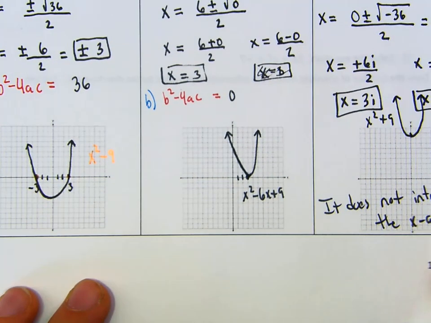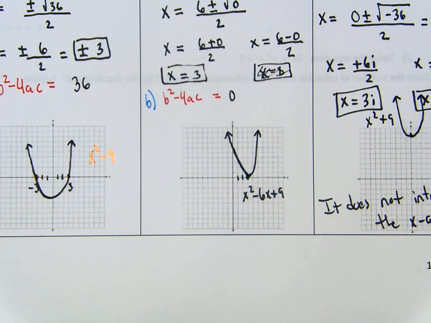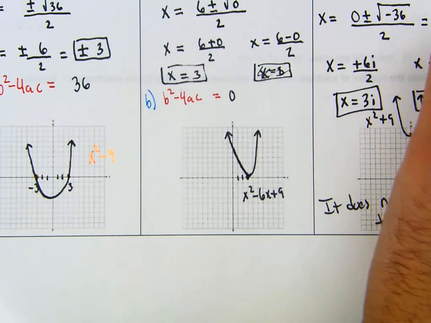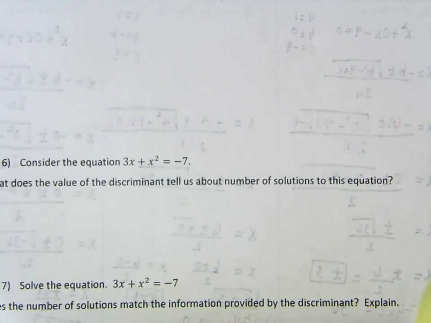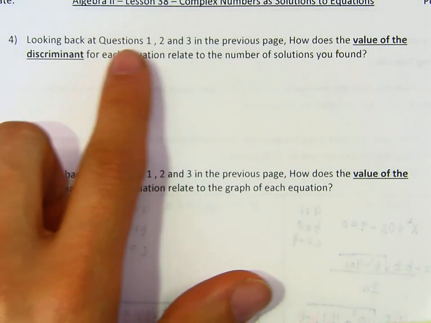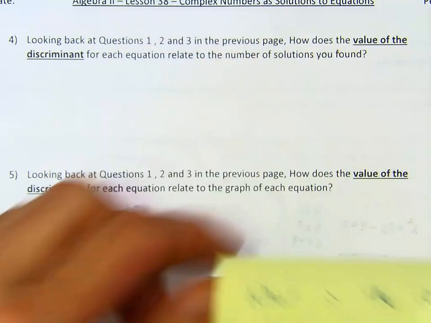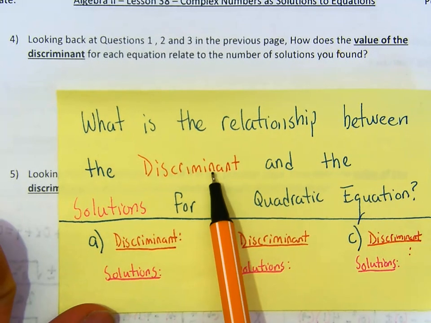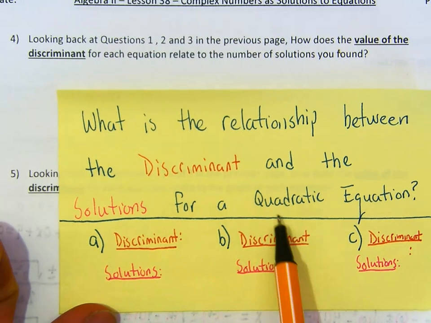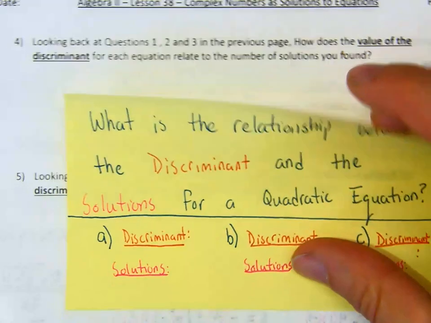Now we're almost done with this lesson. Let's turn the page and look at question number 4. Question 4 is saying, looking back at questions 1, 2, and 3 in the previous page, what is the relationship between the discriminant and the solutions for the quadratic equation? So let's take a look over here.